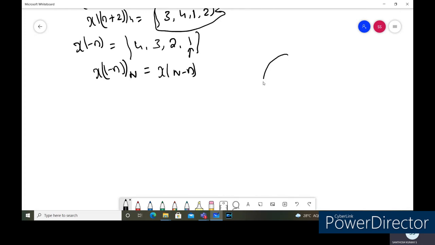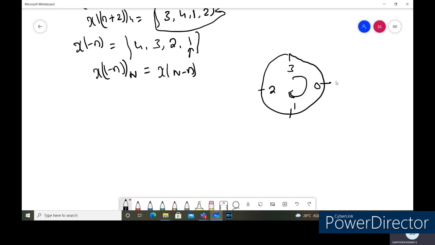So how can we take it? I'm going to represent it on a circle. The circle has the 4 values, with time index n equal to 0, 1, 2, and 3. When you go in the clockwise direction, it gives the positive values.